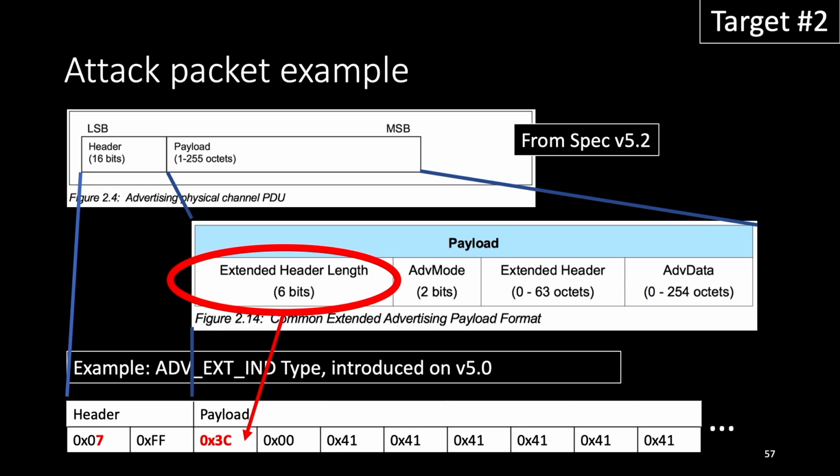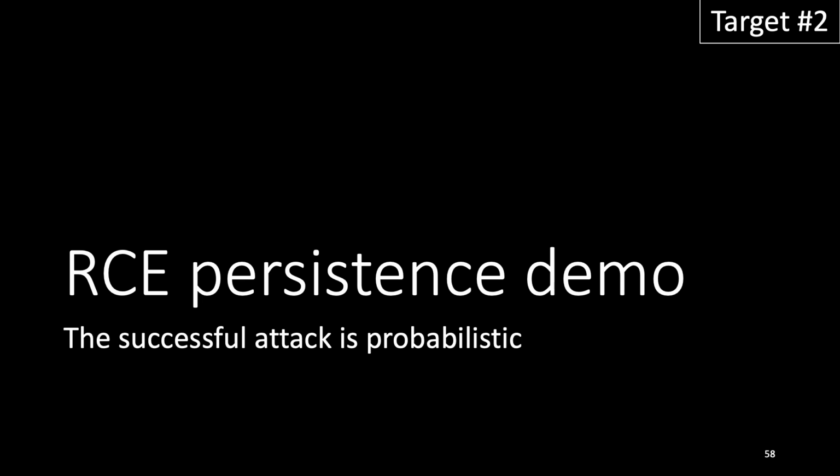And let's look at what the attack packet looks like. Here is the advertisement header, and this is the extended advertisement type. And there is a nested header here, and I could use this length here and set it to hex 3C, which actually triggered some miscalculation. And if you want to know the details, please read my white paper, and the white paper will describe it in detail.